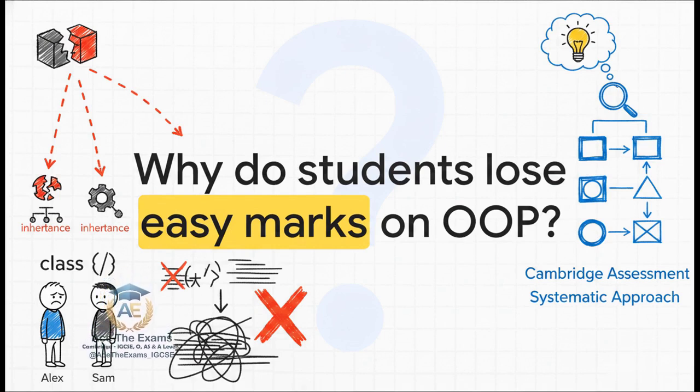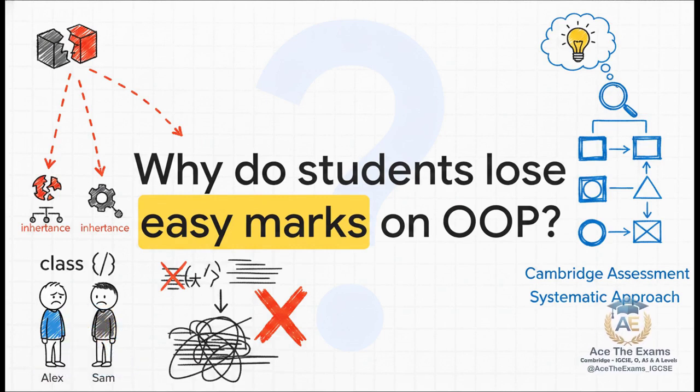Alex and Sam didn't fail because they didn't know computer science. They failed because they completely misunderstood what the examiner was implicitly asking them to demonstrate. They lacked a systematic approach to breaking down the prompt, specifically those command words, before their pen ever even touched the paper. They missed the underlying requirement to explain the why and the how, not just the what.